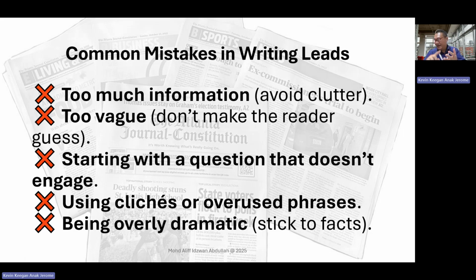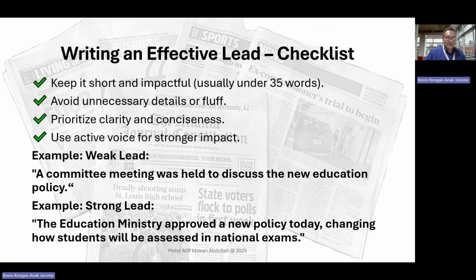Whether it's human interest writing or any of this writing, make sure it is always newsworthy behind it. So, writing effectively checklist: keep it short and impactful. Usually use 25 words if possible. Avoid unnecessary details or fluff. Prioritize clarity and conciseness, and use active voice for stronger impact.